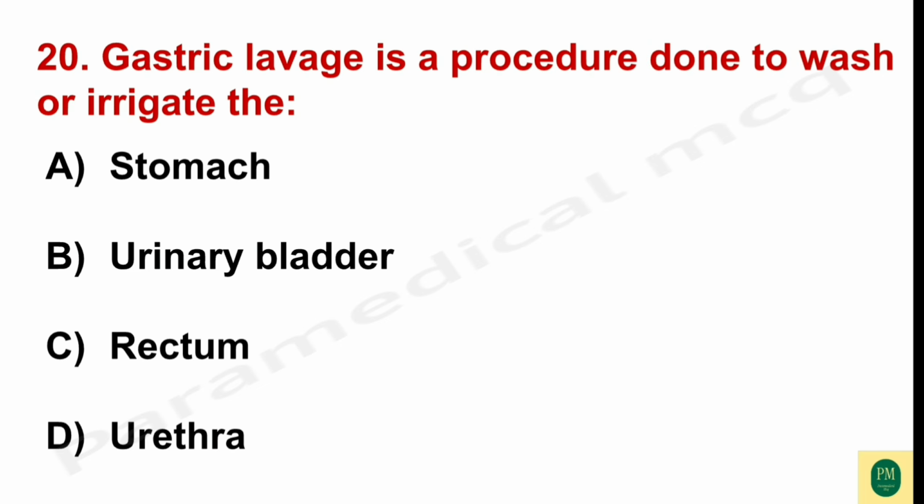Gastric lavage is a procedure done to wash or irrigate the: option A, stomach; option B, urinary bladder; option C, rectum; option D, urethra. The correct option is option A, stomach.